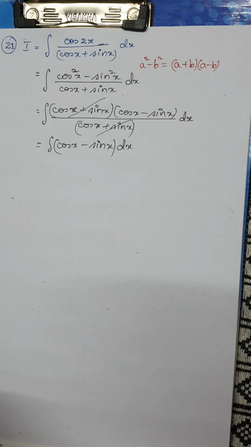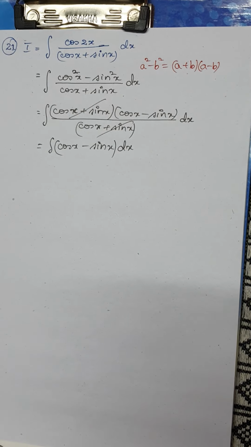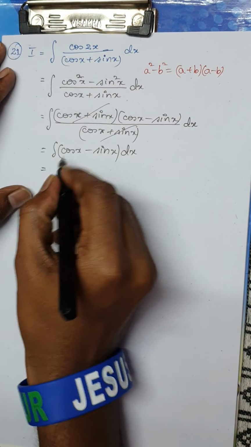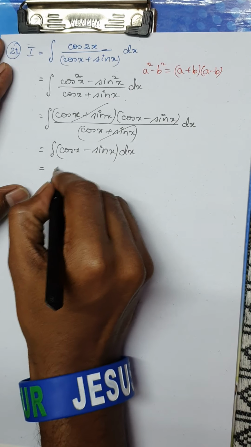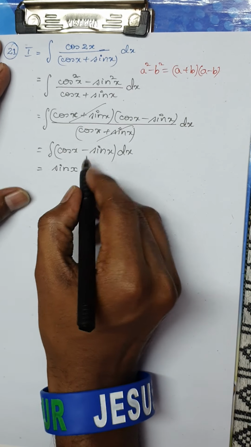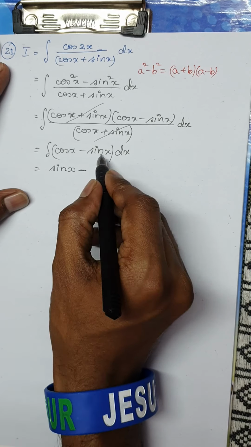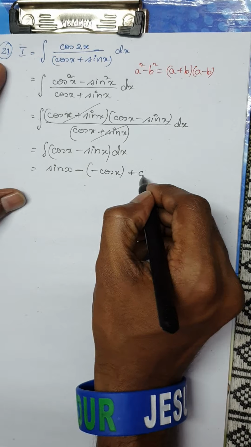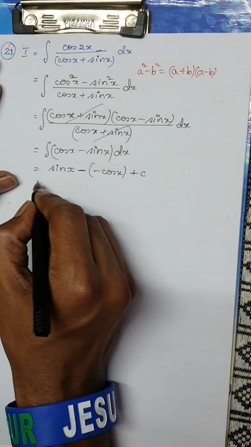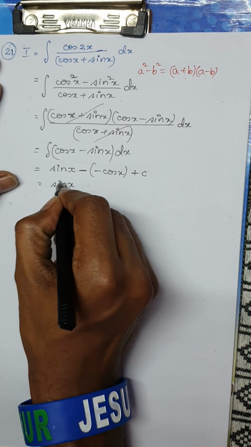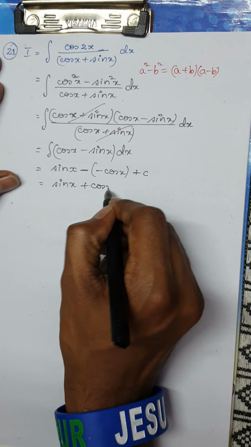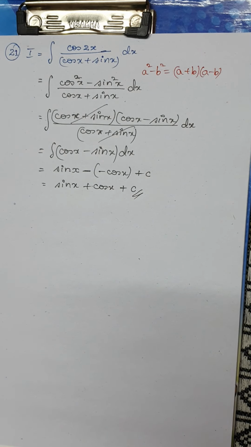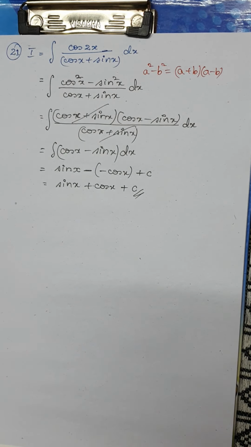Now see what happens. This is a standard integral here. What is integral of cos? Integral of cos is sin x, minus, now what is integral of sin? We know integral of sin is minus cos, plus c, which is the constant of integration. So this becomes sin x, minus of minus is plus, cos x plus c, which is the constant of integration. Very simple, isn't it?